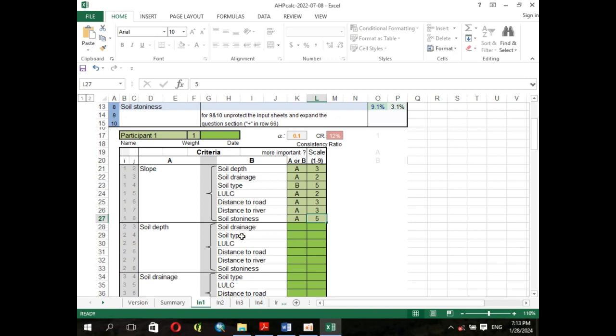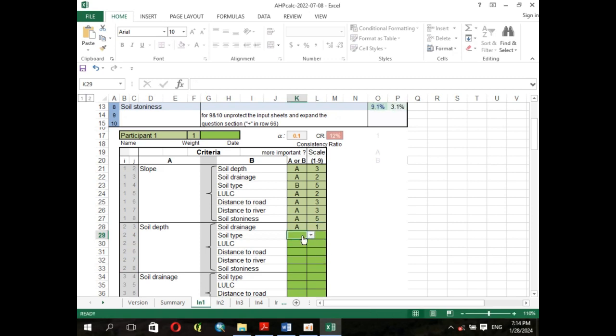The other thing is you should compare the soil depth with the remaining 6 parameters: soil drainage, soil type, land cover, distance to the road, the river, and soil stoniness. So we should compare that. Similarly, soil depth is compared with soil drainage, and soil depth is very important. By how much? For instance, by 5, I can say, or we can say equal importance.